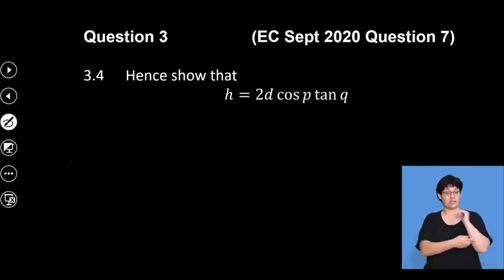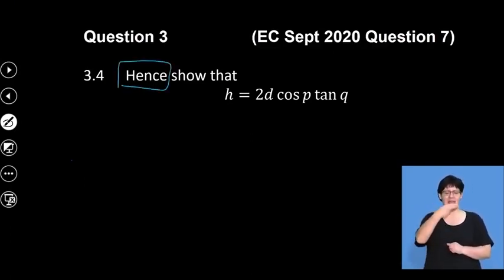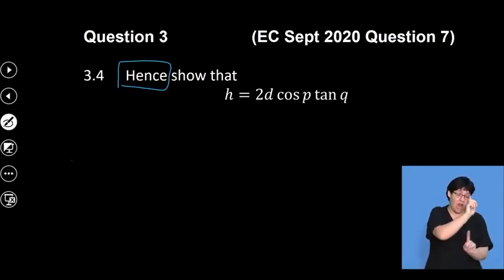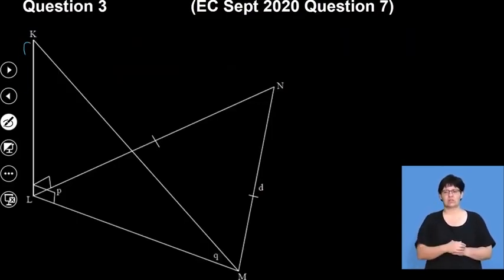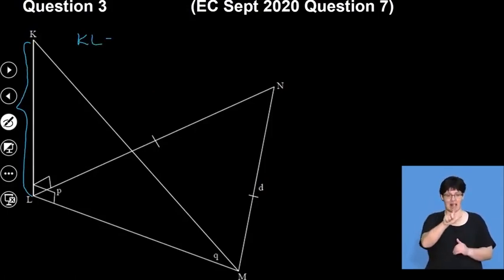Okay. And now the last part of the question asks us to show that H is equal to 2D times cos of P times tan of Q. Okay, so when you see the word hence, it always means that you're going to use the information in the previous question in this question, or in the previous part in this part. Okay, so looking at what H is, H was the length of that tower. So KL is equal to H.